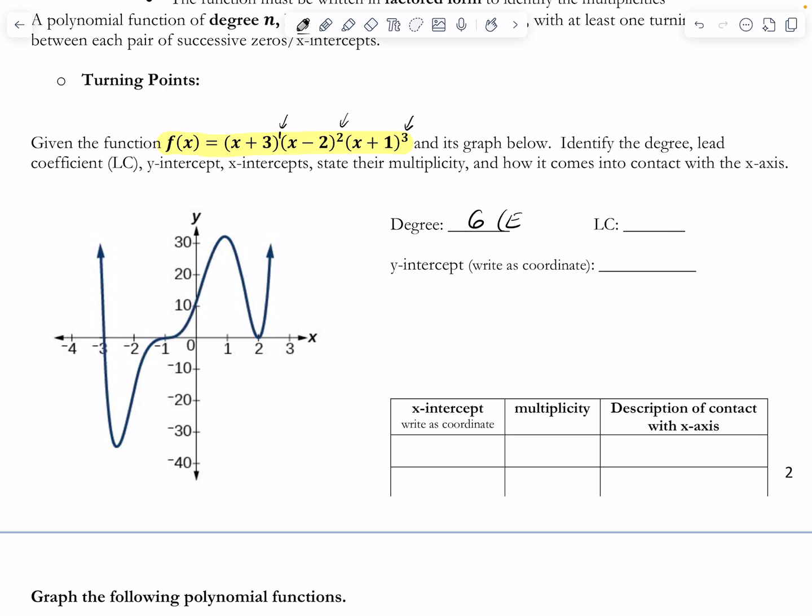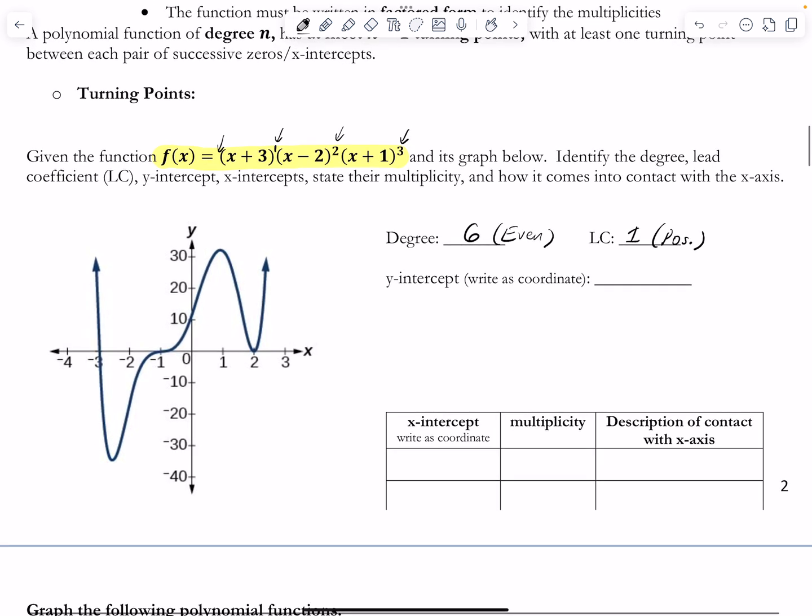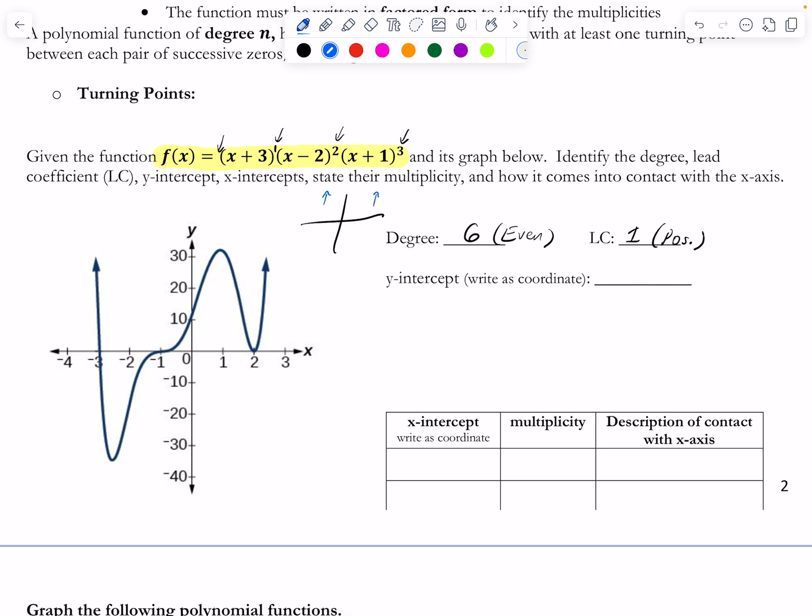Again, the key thing here is it's even. The leading coefficient, I look at the very front of the function. There's nothing there, so it's a positive 1. But again, the thing I care about is that it's positive. Based on my end behavior, I don't actually need to worry about that because they already graphed it. But if I was asked for the end behavior, I would say that the end behavior is going to be both going up because it's an even degree with a positive leading coefficient.